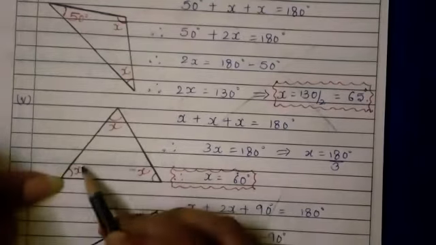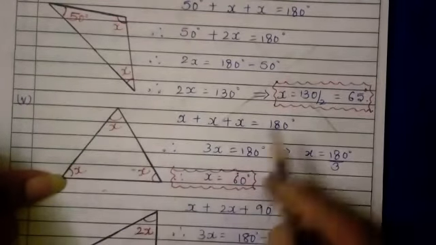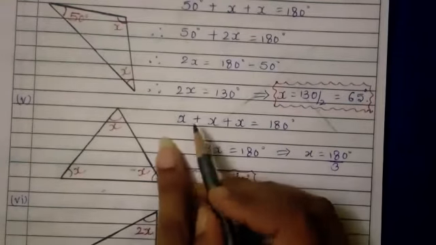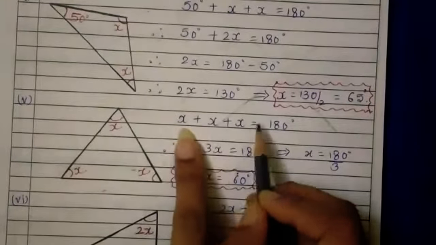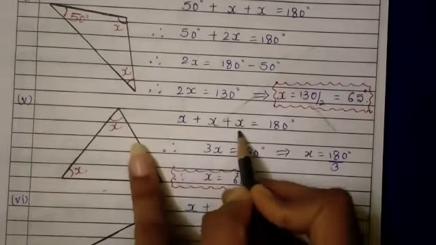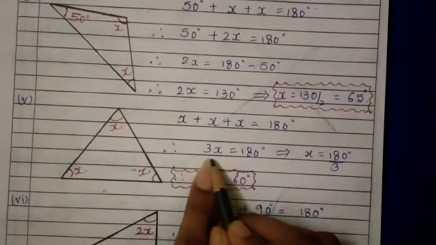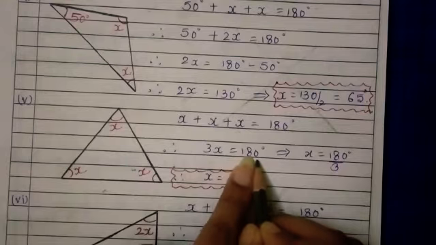Fine. See, x plus x plus x will give me 180, as per the property. Now observe that these three terms are like terms, so we can easily add them up. So x plus x plus x will give me 3 times x, that is 3x, is equal to 180.